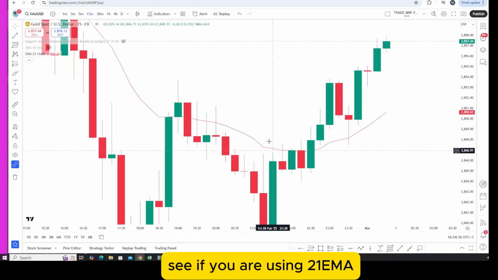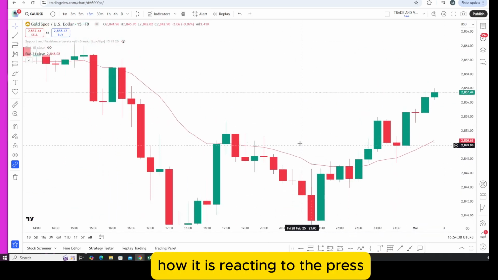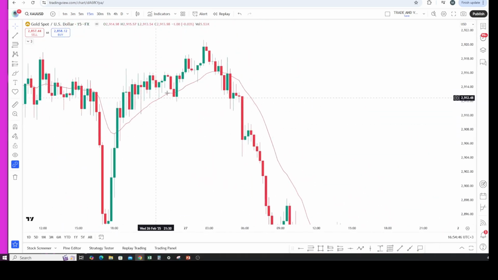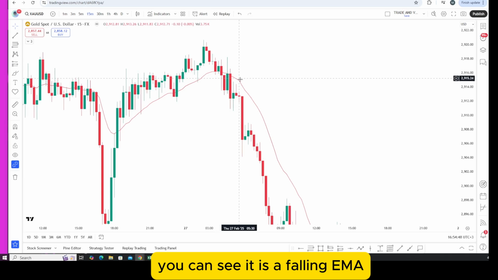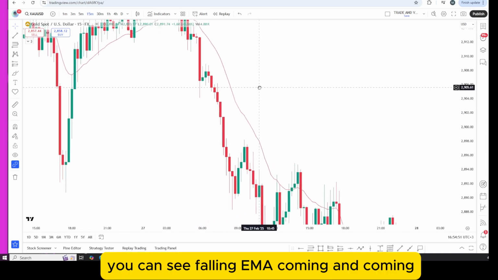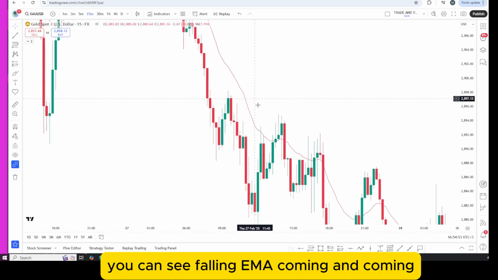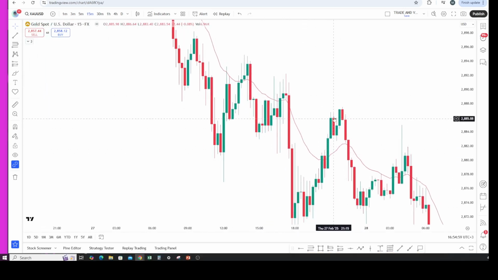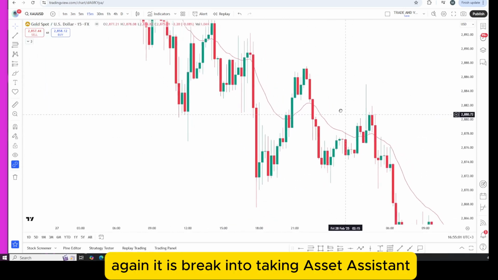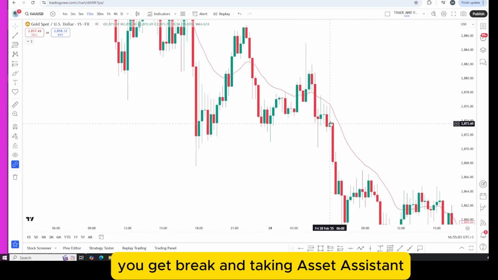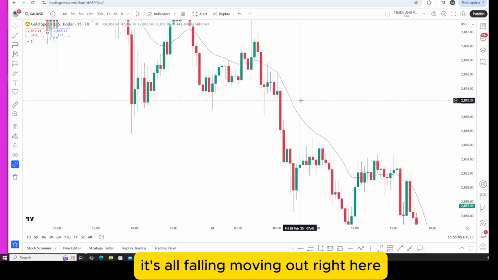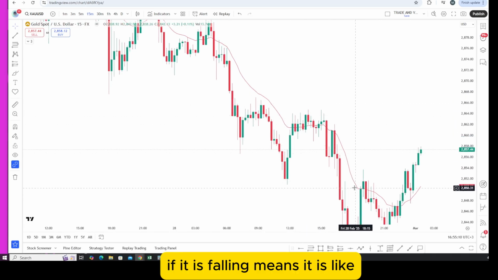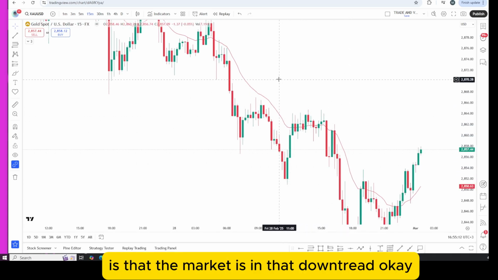Okay, see, if you are using the 21 EMA, we will see how it reacts to the price. If it is a falling EMA, you can see it is a downtrend. You can see the falling EMA coming down, taking resistance at the EMA, and once it breaks, again it takes resistance. It's all a falling moving average here. If it is falling, it means the market is in a downtrend.